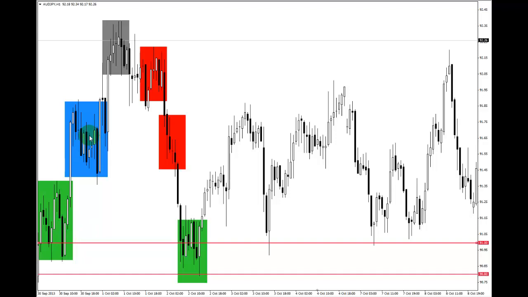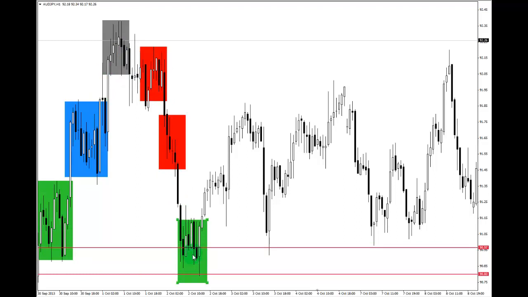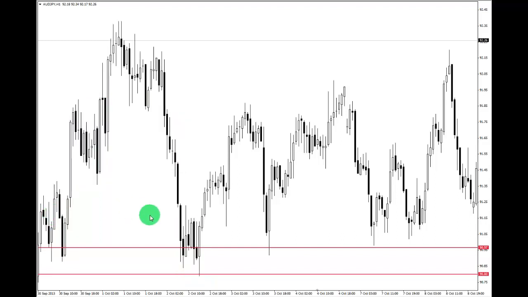Reaccumulation or run to resistance, smart money reversal, low risk sell, redistribution, distribution. Okay, so there's your market maker sell model right here. If we look at this sample set of price action, you'll notice that there are other market maker sell models.